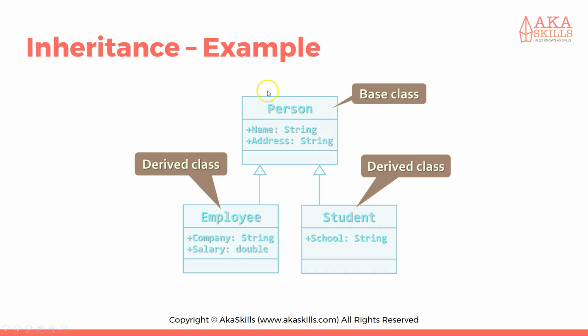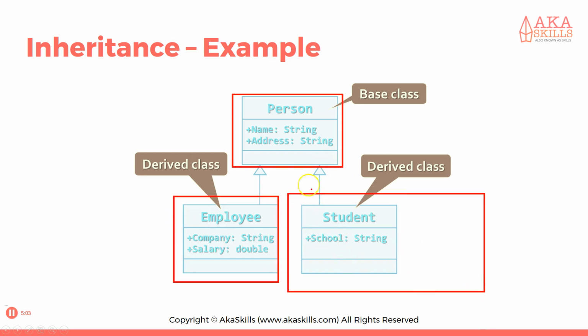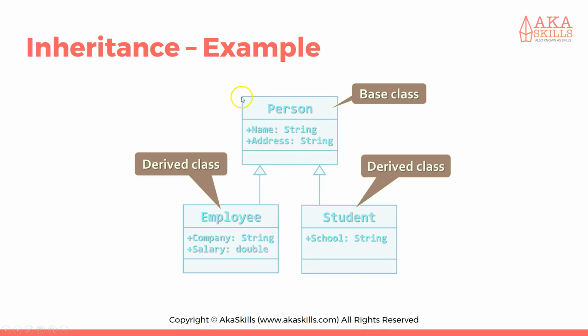Here's an example of inheritance. I have one class Person, which is actually the base class, and after that we have two derived classes, Employee and Student. Person has name and address, Employee has company and salary, and Student has school. So after derived classes inherit the base class, they will receive these properties as well, so you can access them.